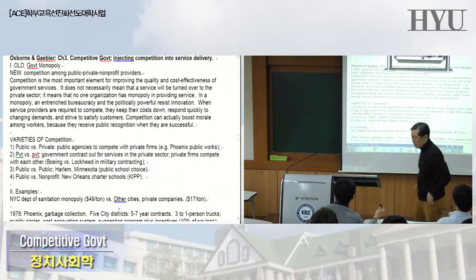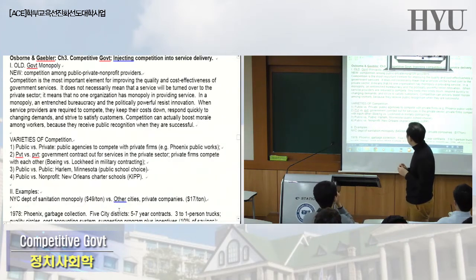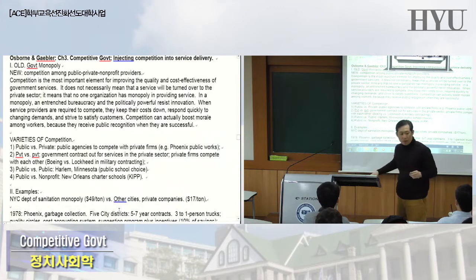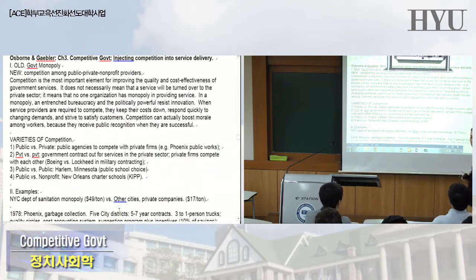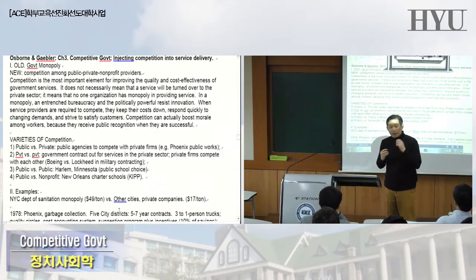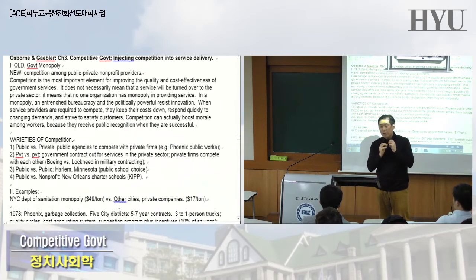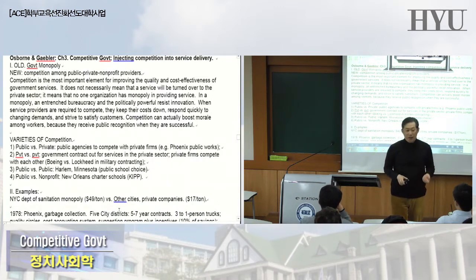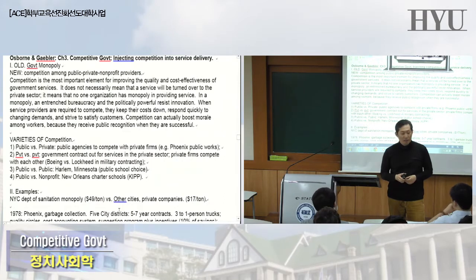Right, okay. And there are different varieties of competition. What is the first type of competition? Public versus private, okay? And then what was the example in the book? Right, the garbage collection, between the private garbage collectors and the city garbage collector. And what city was this? Phoenix, Arizona. And because of private competition, it made the public provider stronger.